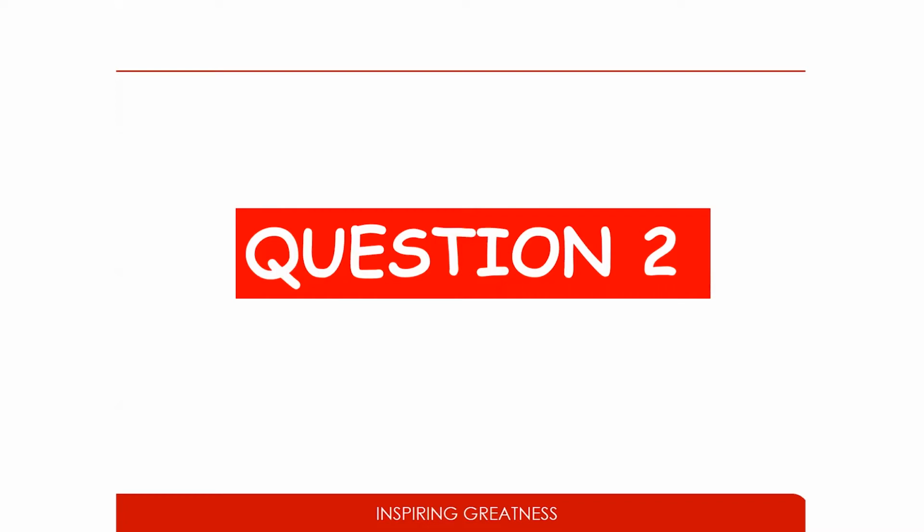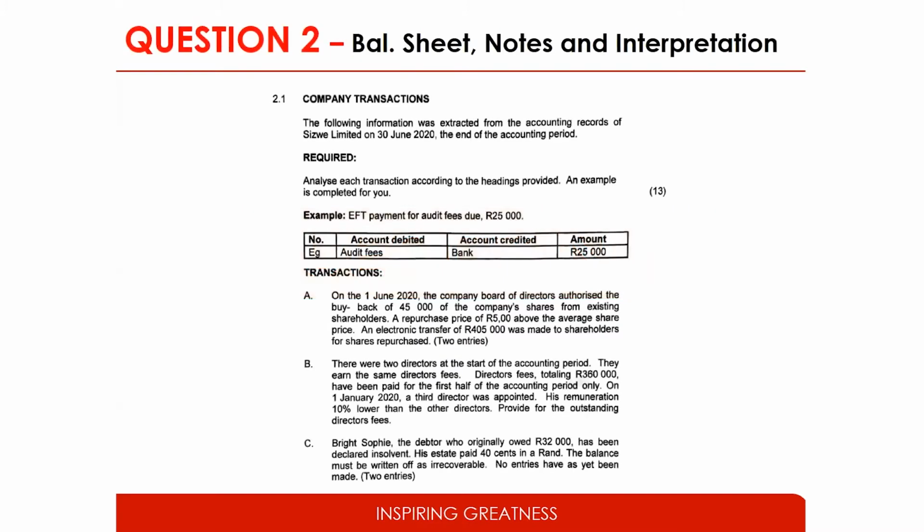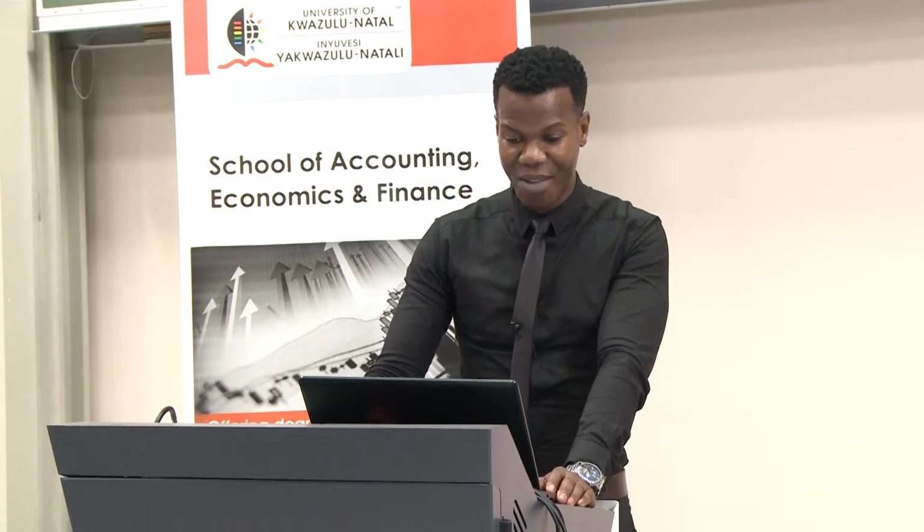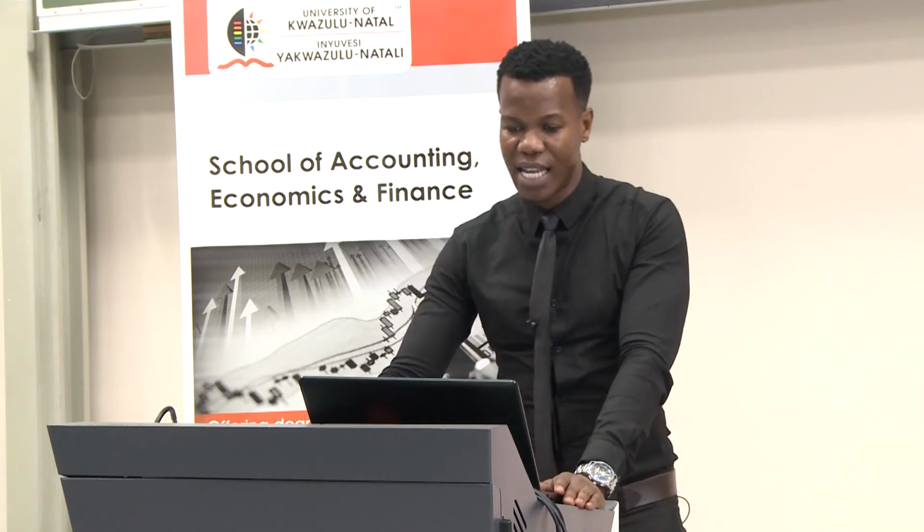And the first thing that you need to do, again, is to read the entire question. When you read the entire question, you will be presented with transactions where they are testing your accounting equation or your knowledge of the general ledger. I do want to touch again on the accounting principles, being the assets increasing on the debit side, decreasing on the credit side, the equity and liability increasing on the credit side, and decreasing on the debit side. That's what it should say.